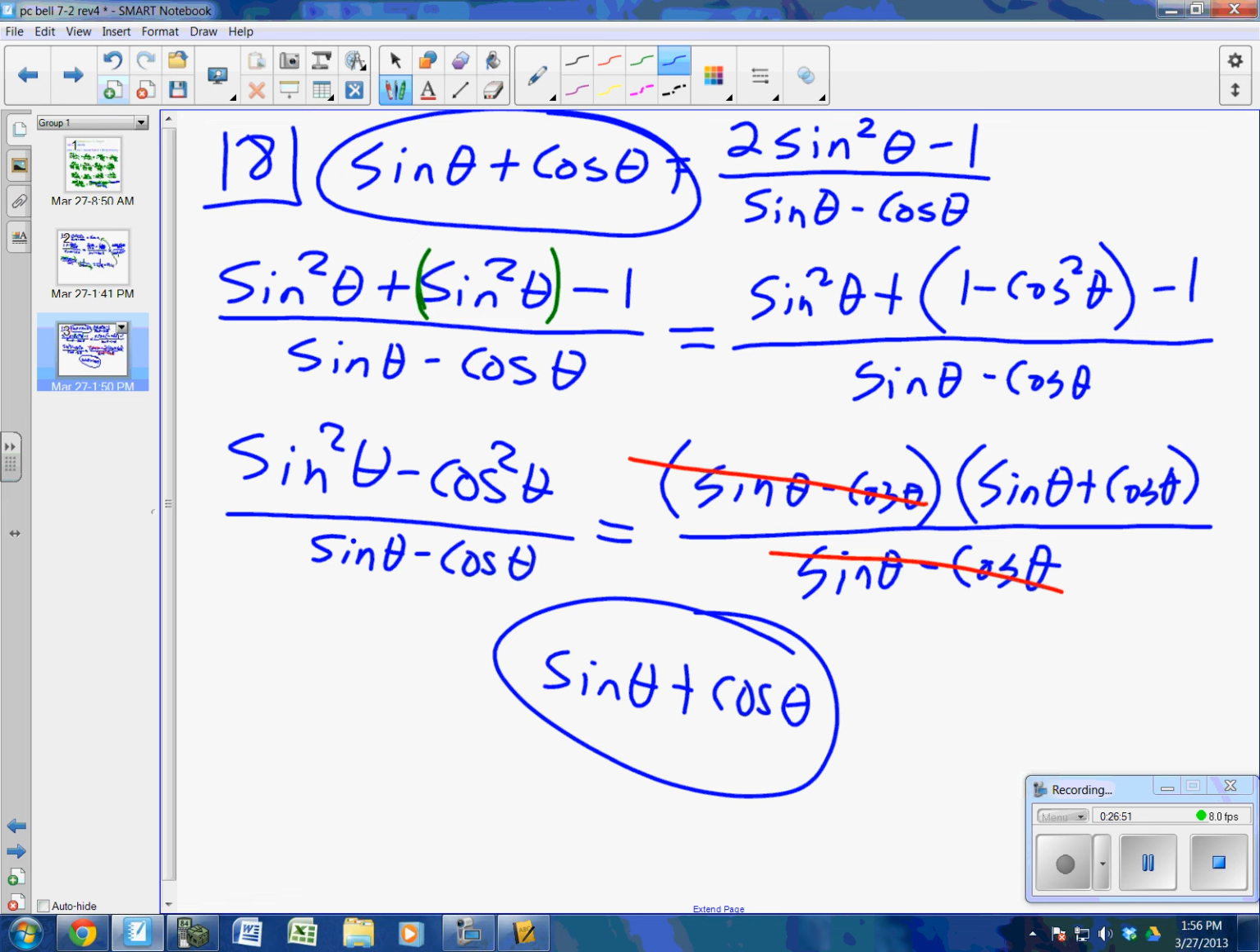If I can follow what you did. Sometimes I'm not sure how you got from one step to the other. If I can't see it, then I'll mark it wrong. Yeah, I only put 5 identities on your test. Well, yeah, you can use a 3x5 card. Also, there were some problems from the first section, 7-1, that we did.